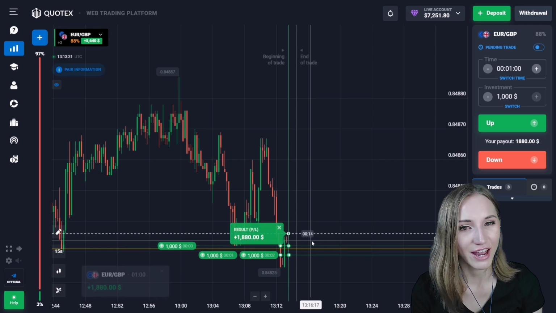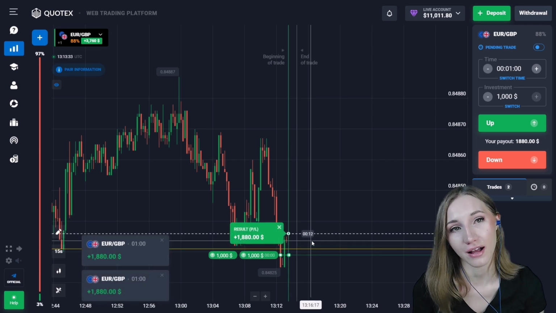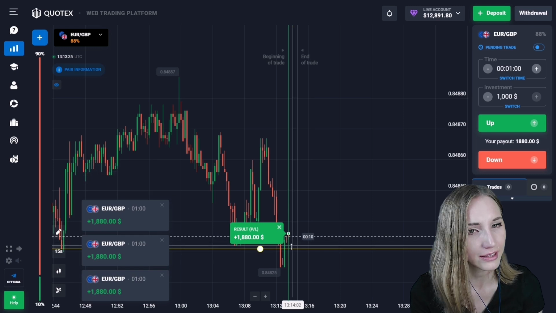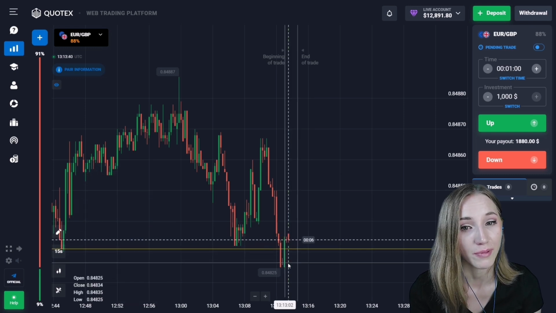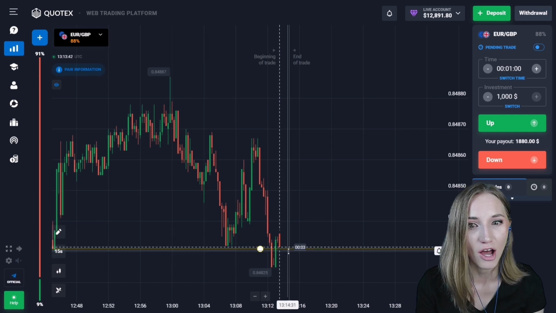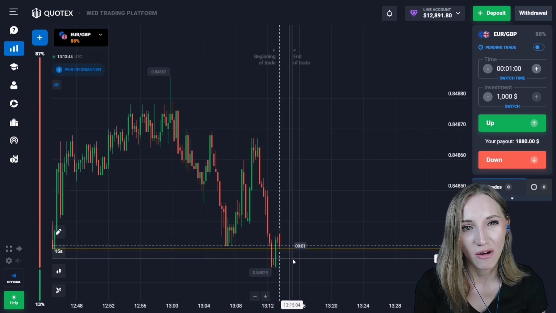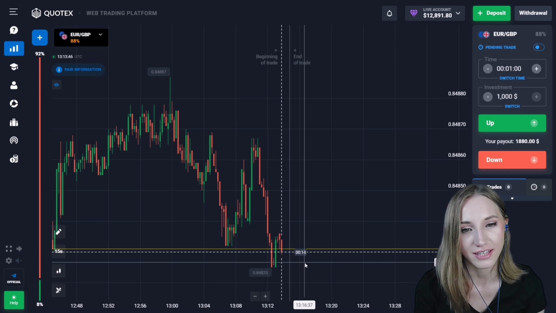So guys, it's very interesting. Really, the impulsive breakout of the level happened, but it was a false breakout. Then there was the retracement, the small pullback up, and 1 minute was enough for that. So this is the profit. So my deposit now is $12,000.